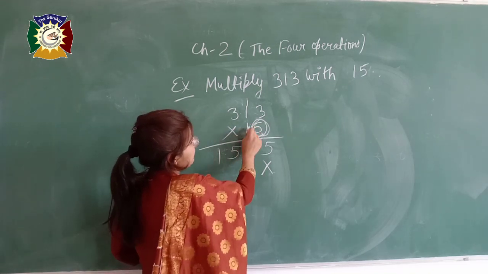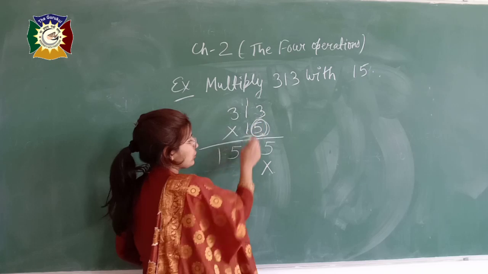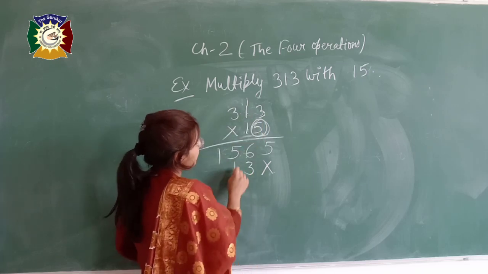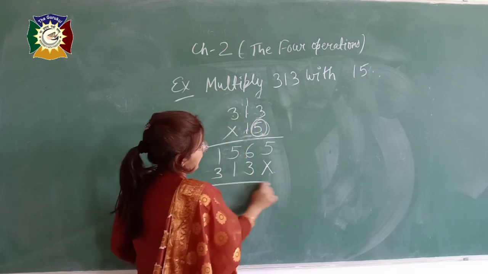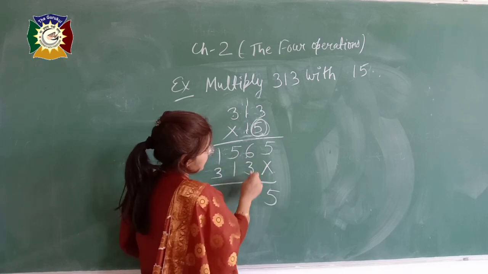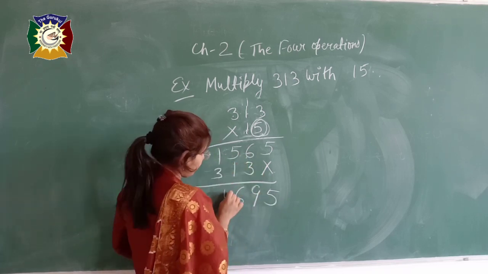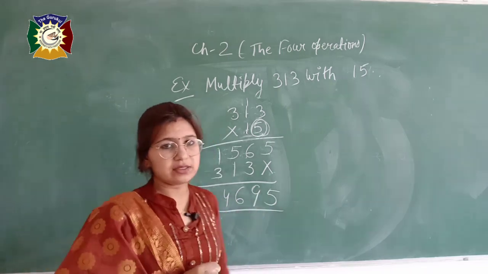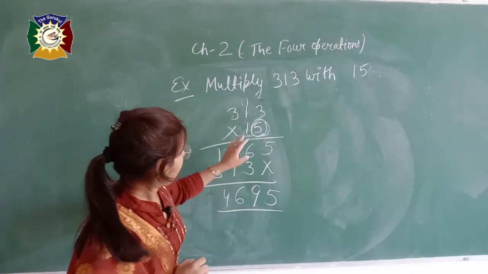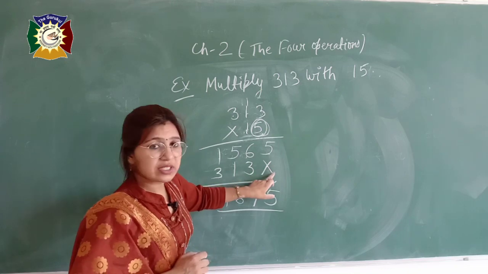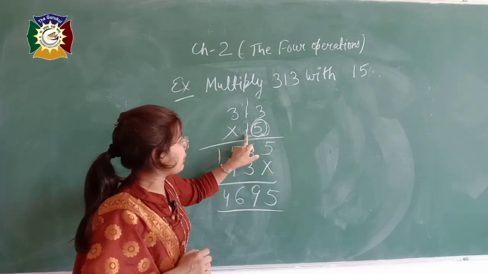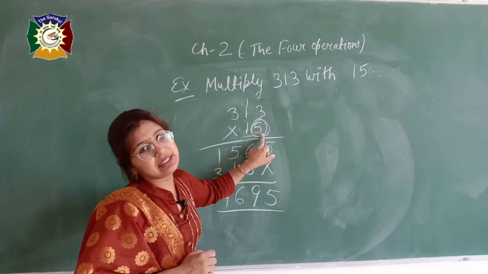So now you have to multiply this term with 1. 1 into 3, 3, 1 into 1 is 1, 1 into 3 is again 3. Add it, 5, 6 plus 3 is 9, 5 plus 1 is 6, 3 plus 1 is 4. This is your required answer. You have to keep in your mind that this cross comes just because of this reason, that 1 has 1 digit after it. Okay?